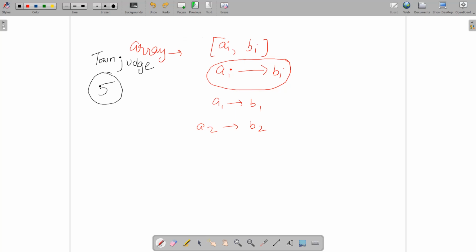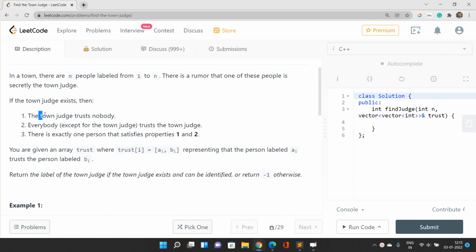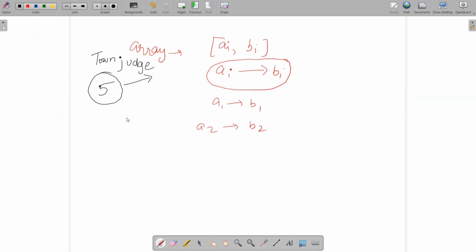Now if 5 is the town judge, there must not be any directed edges outgoing from this vertex. If there are any directed edges outgoing from this town judge vertex, that is person 5, then person 5 cannot be the town judge. Why? Because the town judge trusts nobody. If the town judge is trusting some other person, then there must be an edge outgoing from 5 to some other random person. So if person 5 is going to be the town judge, there must not be any outgoing edges from 5.